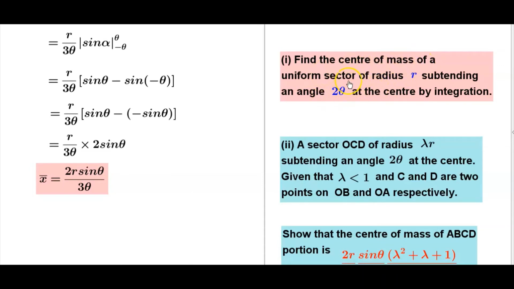The center of mass of a uniform sector of radius r, subtending angle 2 theta at the center, is 2r sin theta over 3 theta.